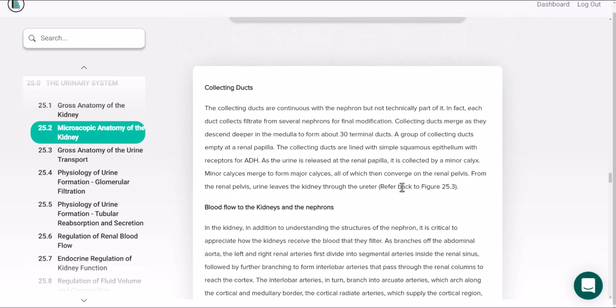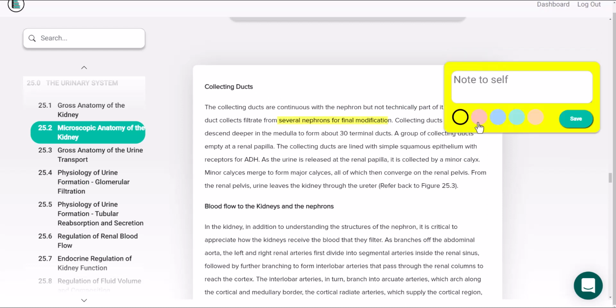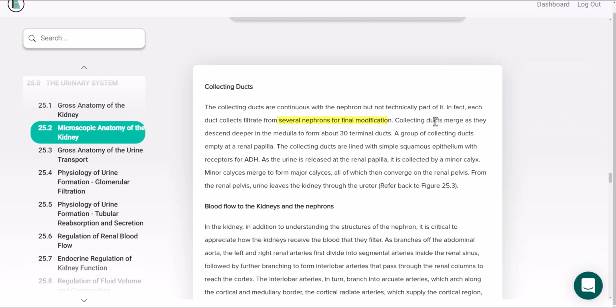As I mentioned, those are the parts of the nephron. Once you leave the nephron, the fluid, the filtrate, then goes into the collecting duct. And again, the collecting duct is not technically part of the nephron. The collecting ducts are receiving filtrate from several nephrons that all merge into the collecting duct. We'll see that the collecting duct is going to empty into a renal papilla, and the collecting ducts are lined by simple squamous epithelium.